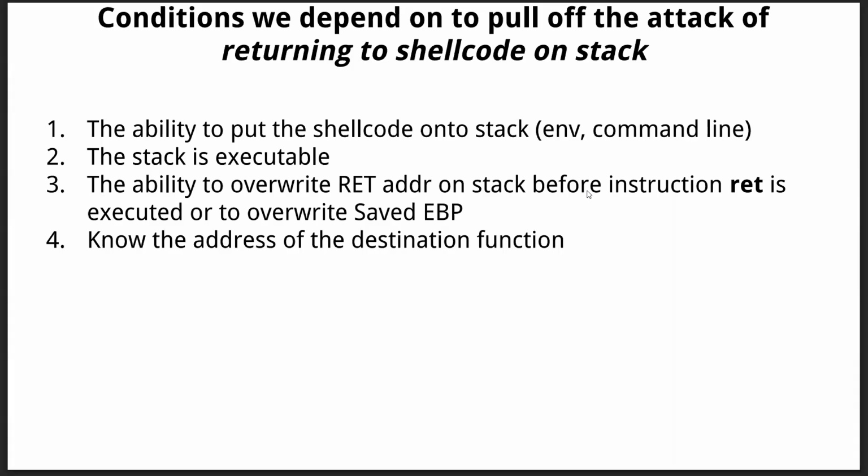We want to pull off what we did just now. We need to put the shellcode onto the stack, and also the stack must be executable. So this approach basically takes out the second condition. You still have the ability to put the shellcode onto the stack, but the stack will not be executable. If you try to execute something on the stack, you get a segmentation fault. Basically the MMU, the memory management unit, will tell the program this memory region is not executable. That's it.